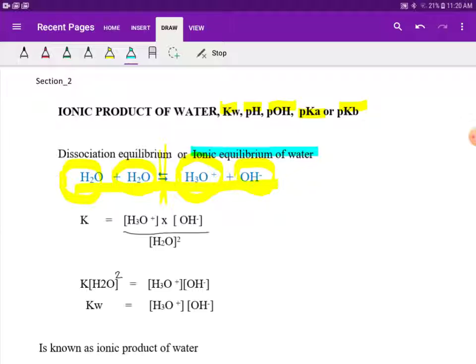When we apply the law of mass action to this ionic equilibrium of water, the equilibrium constant K is equal to the concentration of hydronium ion times the concentration of hydroxyl ion divided by the concentration of H2O the whole square. Therefore, we can write K times [H2O] the whole square equals [H3O+] times [OH-].